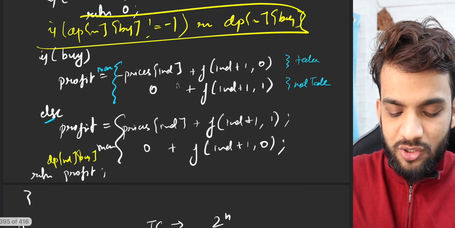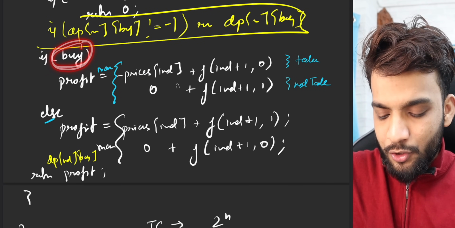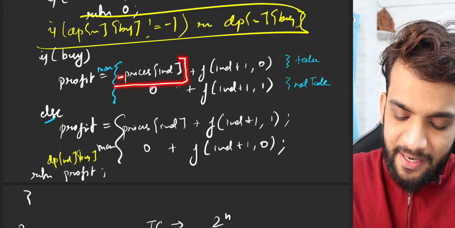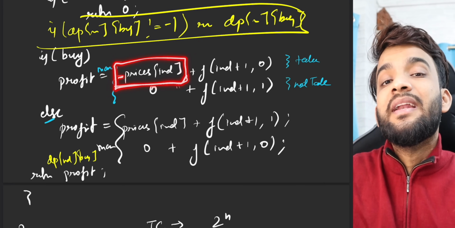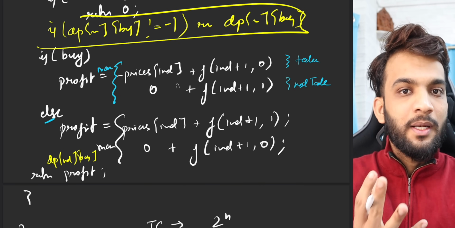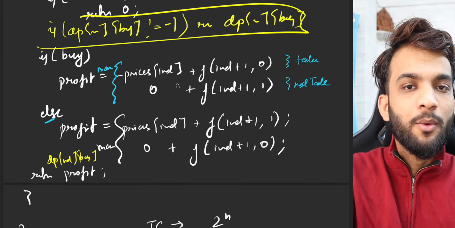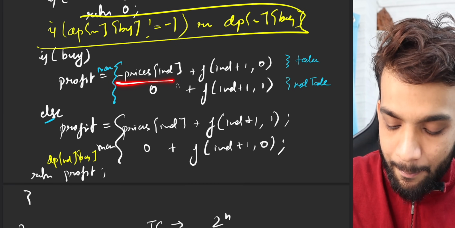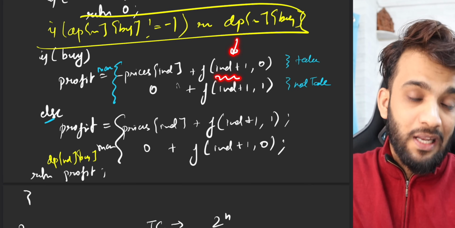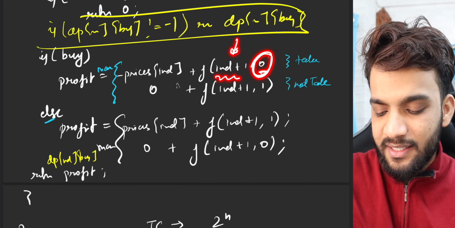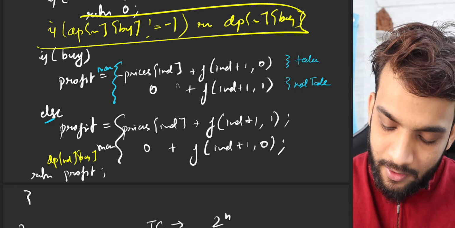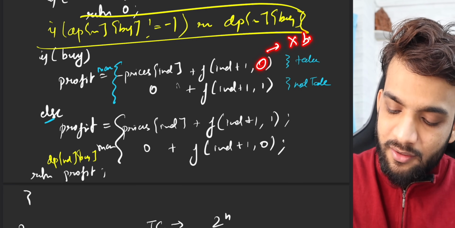And then what you did was, if you're allowed to buy, you took that guy. You took that guy, and when you took it, it did add a negative value to you. Why? Because if you're taking that stock, that means you're investing money into the market. So the money is gone, thereby a minus. And then you said, I'll go to the next guy, I'll go to the next day. And this guy will be sell. That means you're not allowed to buy. 0 means no more buy. Now you have to sell.